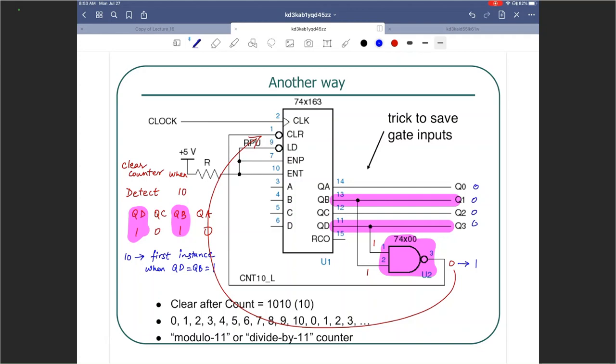Let me take a question on the chat box next. Does the clear occur before load?